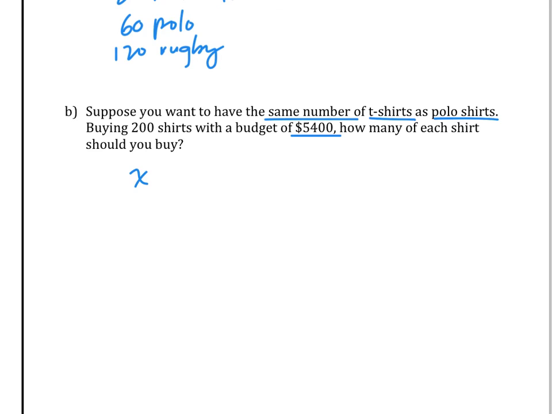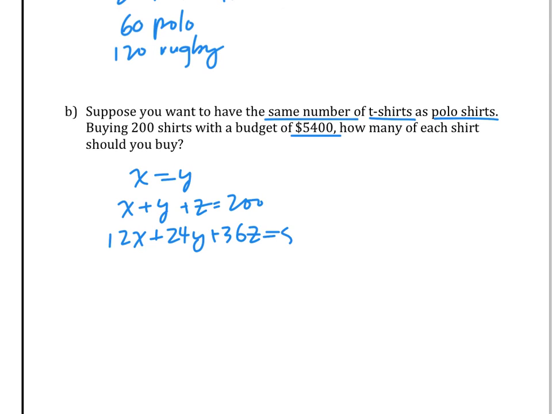All right, the three constraints are x equals y, x plus y plus z is 200, and 12x plus 24y plus 36z is 5,400. Go ahead and finish solving the problem. All right, the answer is 50 t-shirts, 50 polo, and 100 rugby.